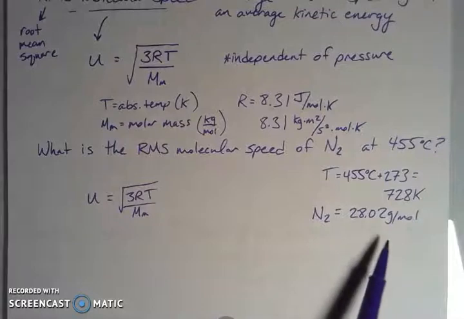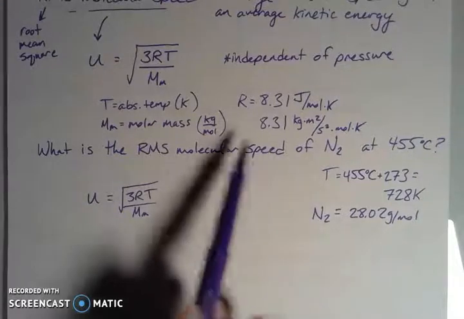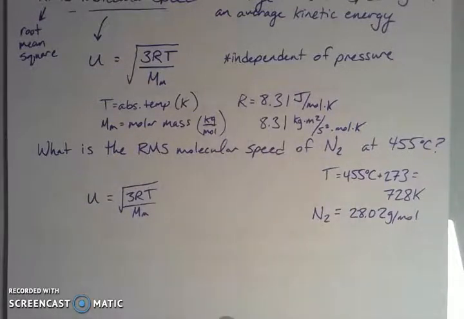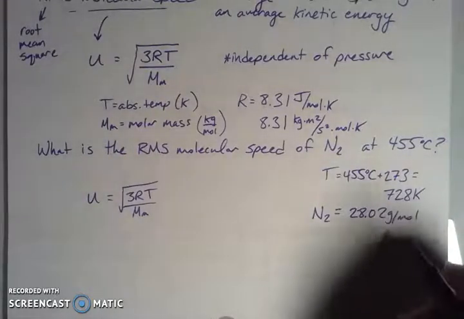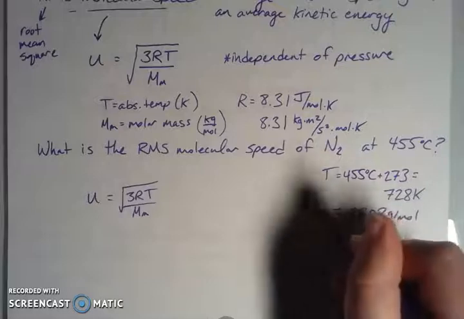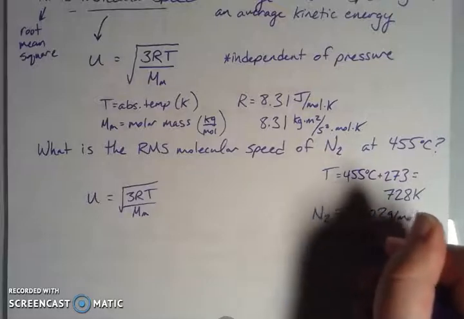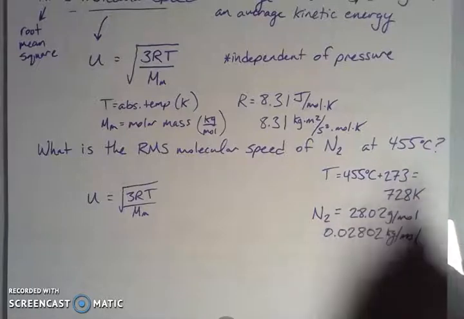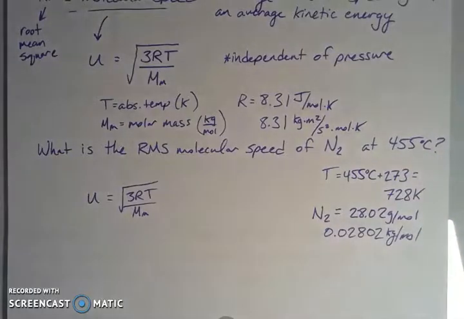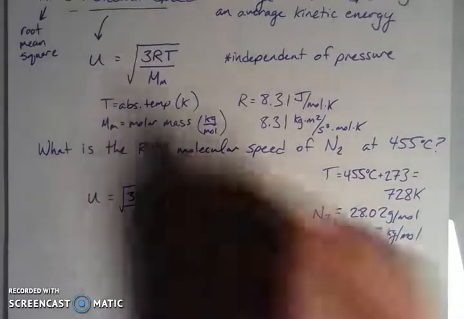And now the problem is it's in grams per mole. I need it in kilograms because of these joules, because of this form of R that I'm using. So if I convert this to kilograms, then I can just kind of move the decimal around. And if I push the decimal around a little, I end up with this, kilograms per mole. Or you could write it, 2.802 times 10 to the negative second kilograms per mole, however you want to think of it. And now I just plug these values in.